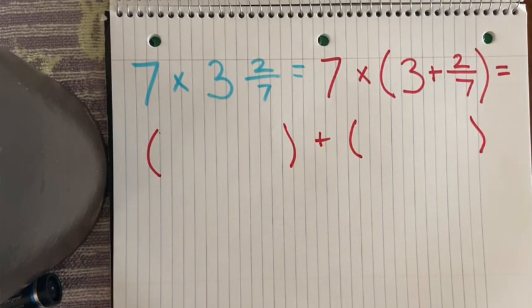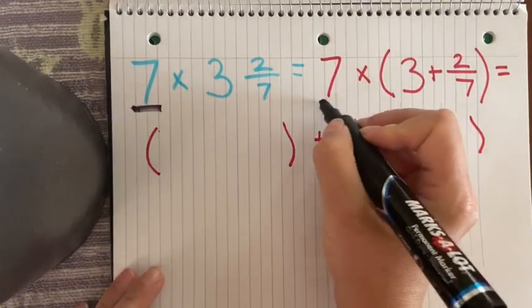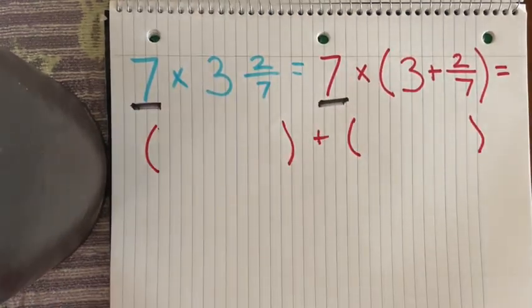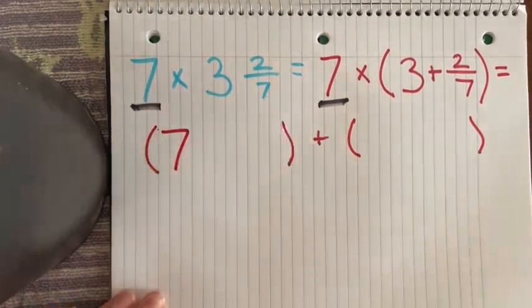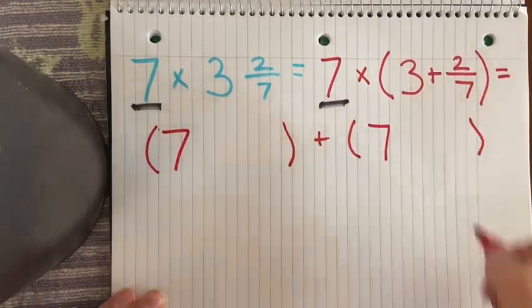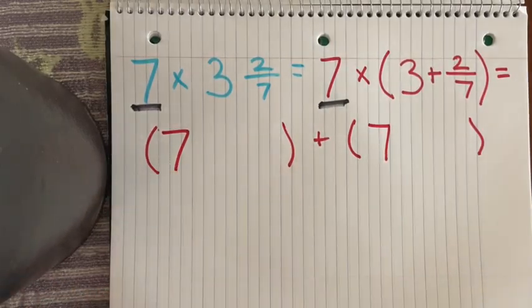So we know that in both of these brackets, we are going to be multiplying with that first factor. What is our first factor, or how many groups are we going to want to make? Yes, we have the number 7, so I know I'm going to be wanting to make 7 groups of each part of our mixed number. So you're going to put a 7 into each bracket.